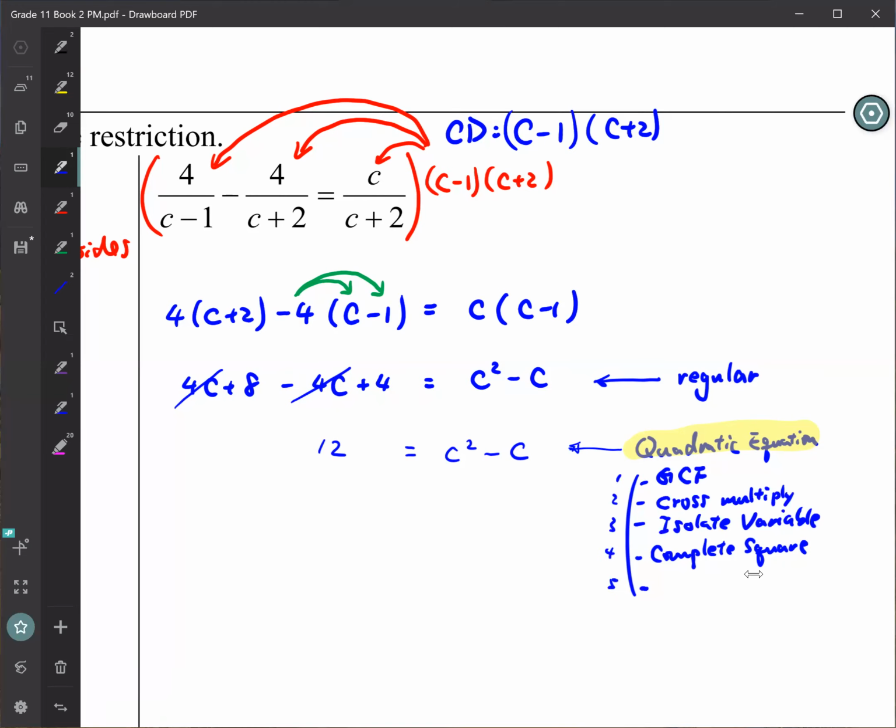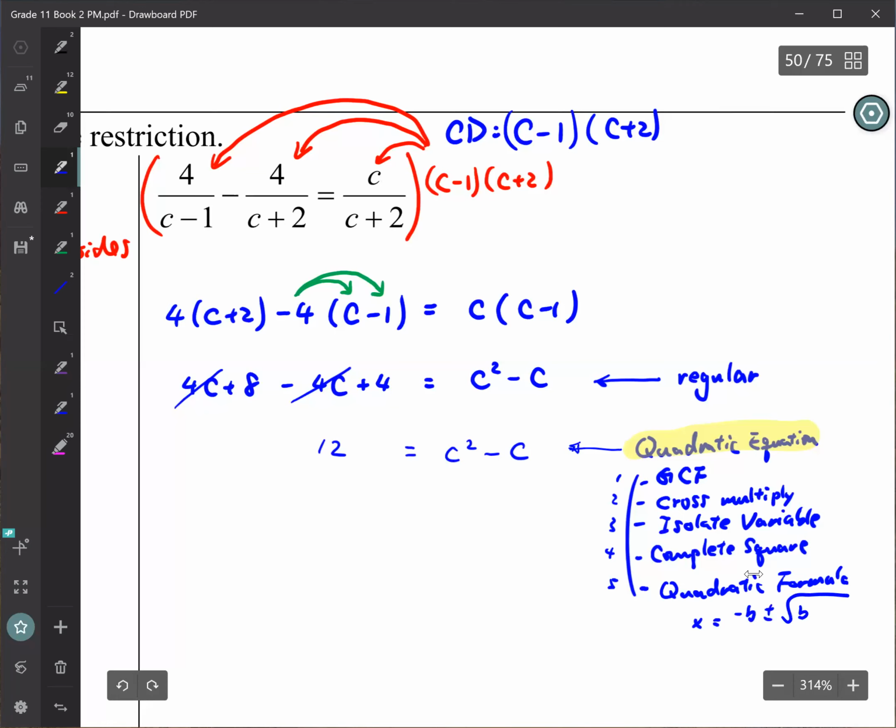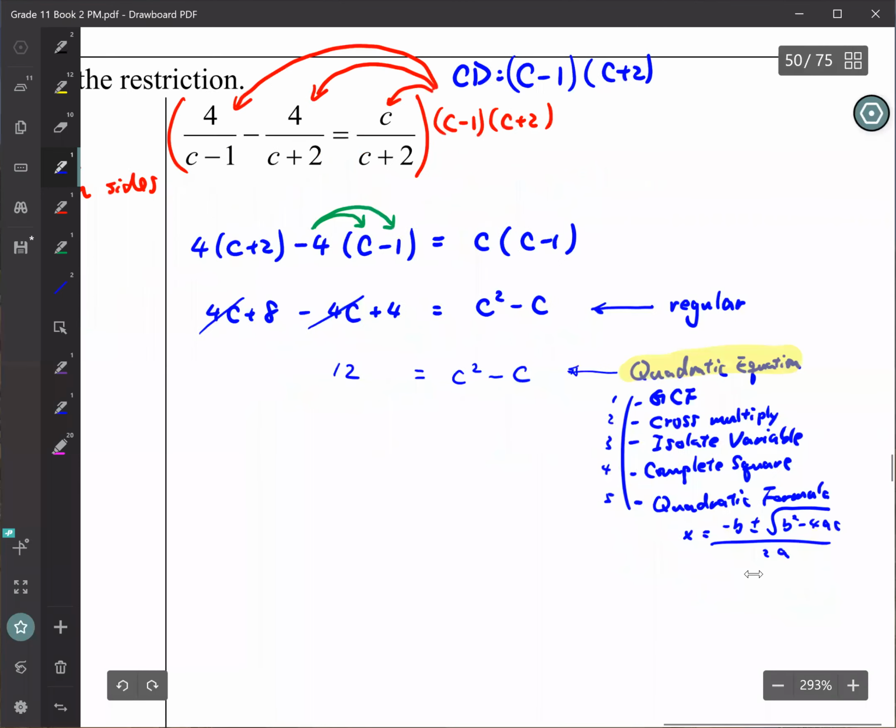Is it formula? Formula, very good. Quadratic formula. The quadratic formula can solve any quadratic equation, right? Negative b plus or minus the square root of b squared minus 4ac, over 2a. Okay? I'll let you write this down. If you forgot, you don't have to go back to the book. But if you want to look at the examples, you have your book to refer to.